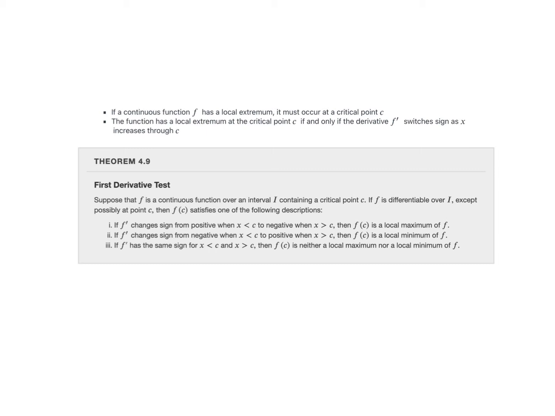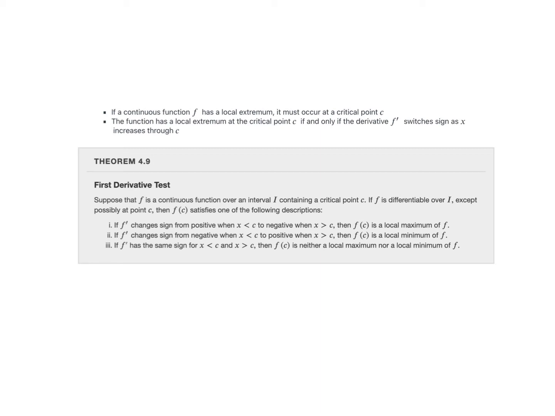It says if f is differentiable over that I, meaning the derivative exists over that entire interval, except possibly at the point C, because remember, critical points can occur where f prime of C is undefined, then f of C satisfies one of the following descriptions. So if f prime changes sign from positive to negative at x equals C, then f of C is going to be a local max.